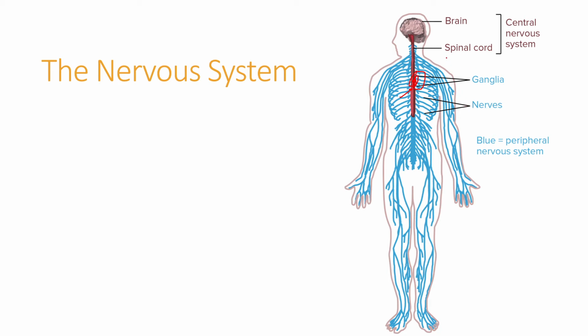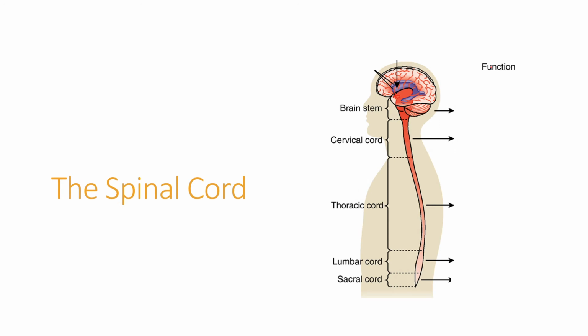The spinal cord is a long, tube-like structure, which extends from the brain, which is located here. Both motor and sensory nerves are located in the spinal cord. So the spinal cord is divided into 5 different regions. First of all, we have the brainstem, the cervical cord, the thoracic cord, the lumbar, and the sacral cord.